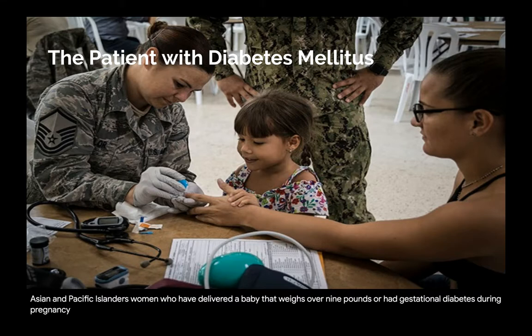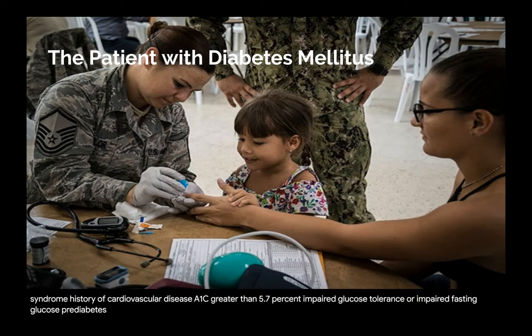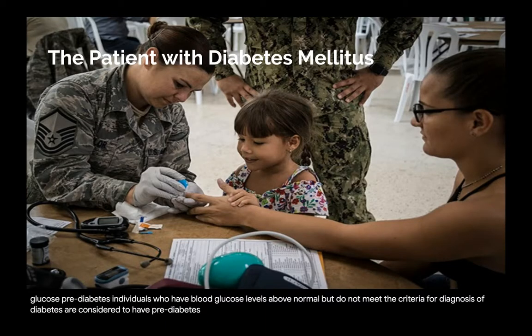Hypertension greater than 140/90 or taking antihypertensive medications. Women with polycystic ovarian syndrome. History of cardiovascular disease. A1C greater than 5.7%, impaired glucose tolerance or impaired fasting glucose. Prediabetes: individuals who have blood glucose levels above normal but do not meet the criteria for diagnosis of diabetes are considered to have prediabetes. Prediabetes means the individual is at a high risk for developing diabetes and cardiovascular disease.